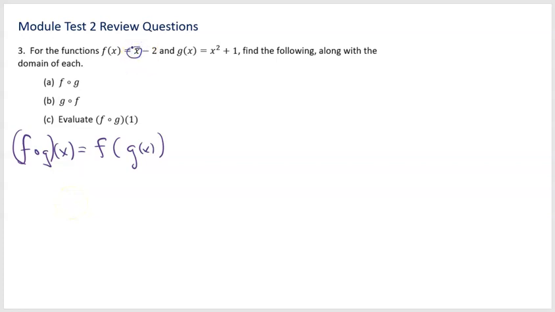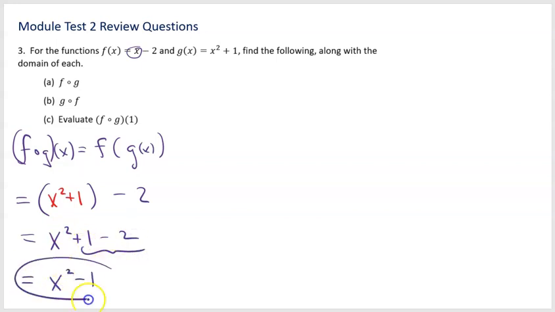So see, there's my x. When I'm looking at the f function, that's going to equal parentheses minus 2. Now what goes in those parentheses is the inside function, the second listed function no matter what. g of x is x squared plus 1, so that goes inside the parentheses. Then you're just charged with simplifying it. So you have x squared plus 1 minus 2. I've got like terms right here. I can combine them: x squared minus 1, and we're finished with f composite g of x.